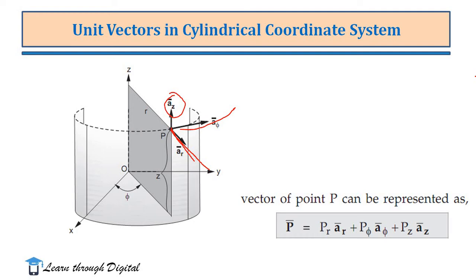Now the vector of point P can be represented as P vector equals P_r a_r vector plus P_phi a_phi vector plus P_z a_z vector, where P_r, P_phi and P_z are the vector components in the cylindrical coordinate system.